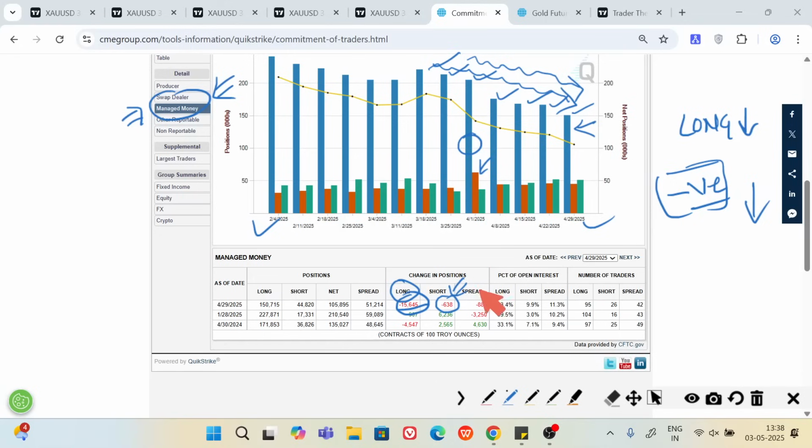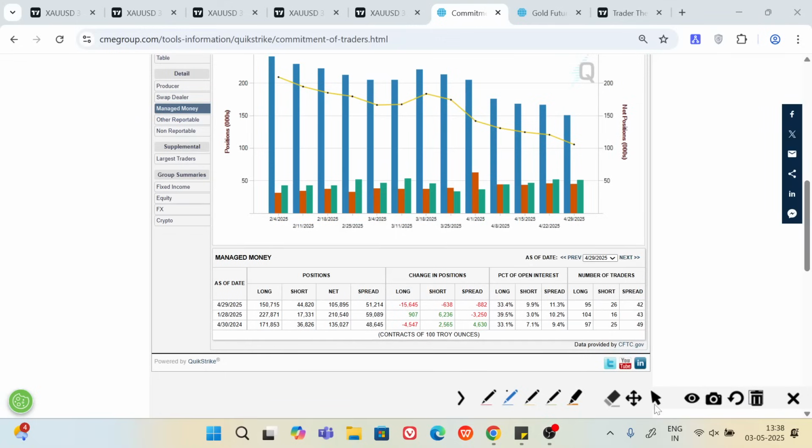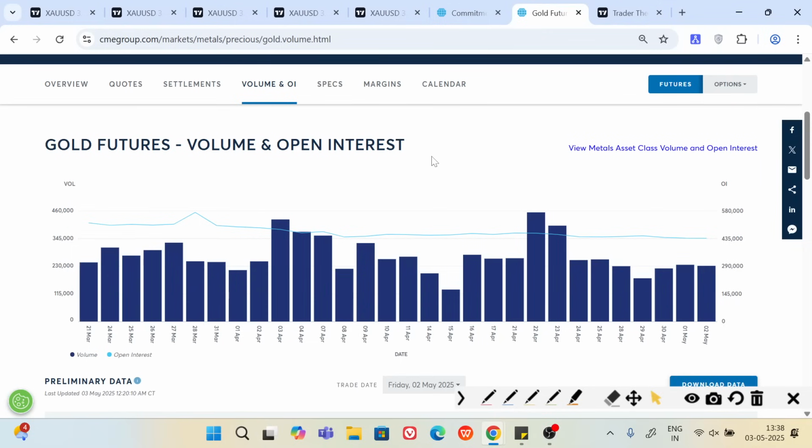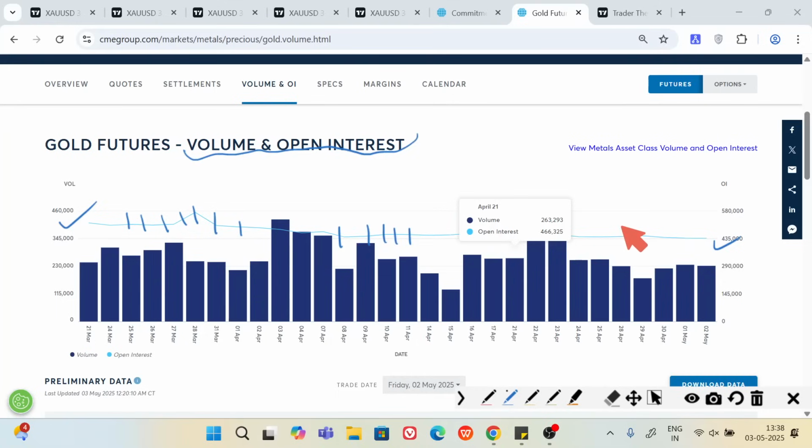Now let's check another chart, which is the gold futures open interest chart. If we look at the volume and open interest chart for this particular period, from here to here, you can see this blue line is currently moving down to flat. You can see it is moving down.